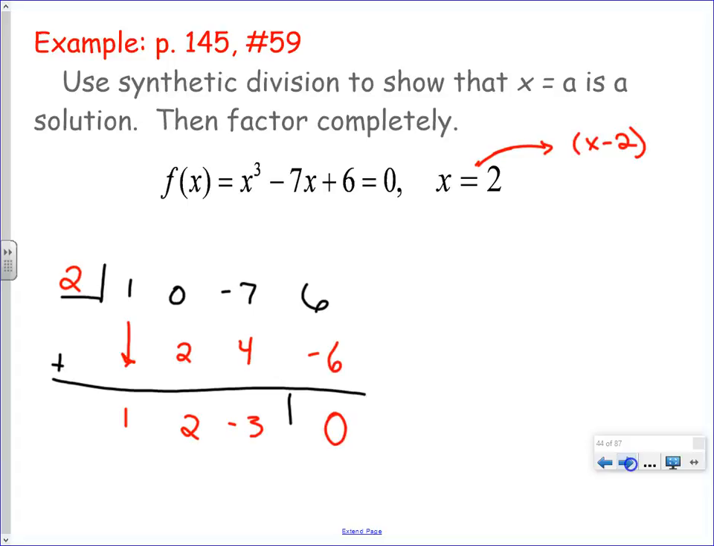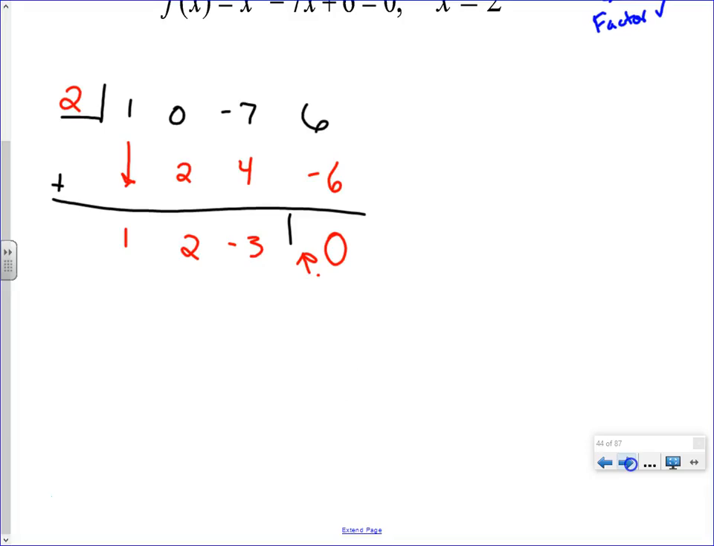How'd that go? It means x equals 2 is a 0, which also means x minus 2 is a factor. And if it's a factor, how can they ask us to factor completely? Because this already shows me one piece of my factor. What can I say? Do you remember from that one long division that we did?